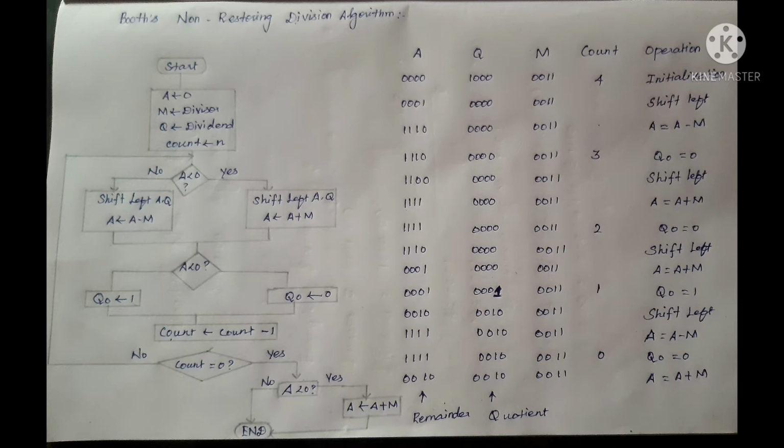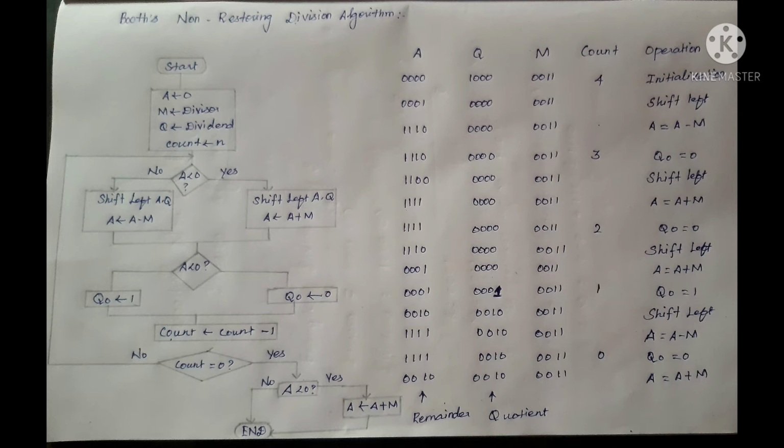1 1 1 0 plus 0 0 1 1 will give you 0 0 0 1. A equal to A plus M, 0 0 0 0 as it is, 0 0 1 1 as it is. In this case we discard the carry. Whatever carry we generate by addition or subtraction, we discard it.